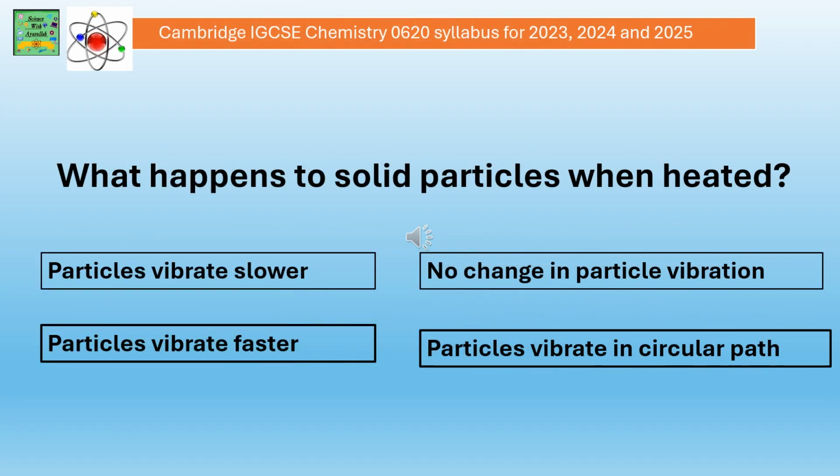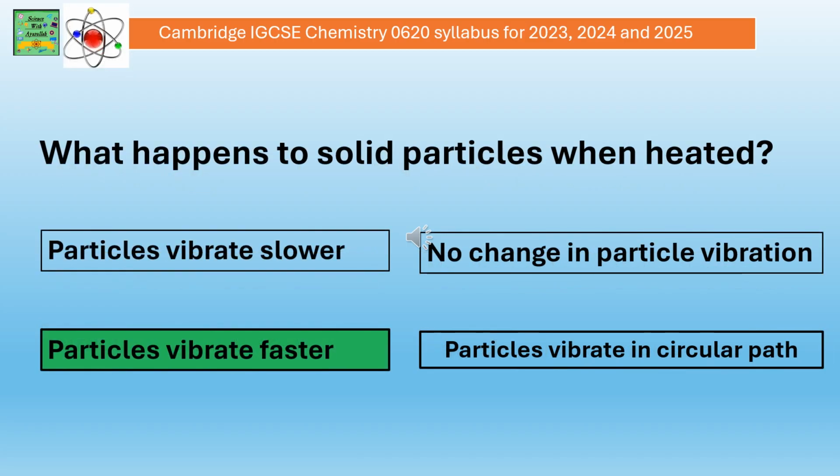What happens to solid particles when heated? Particles vibrate slower, no change in particle vibration, particles vibrate faster, or particles vibrate in a circular path. The answer is particles vibrate faster. So the solid particles, when heated, start vibrating faster.